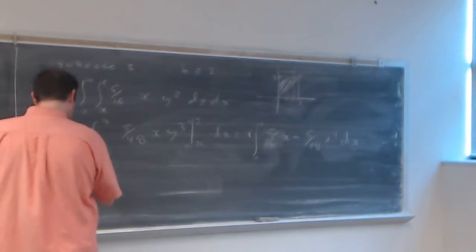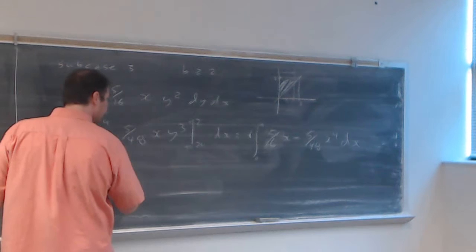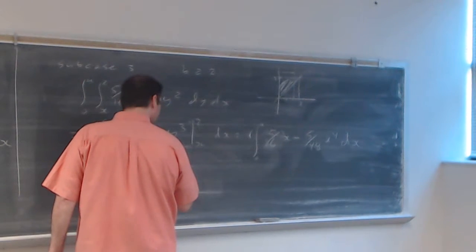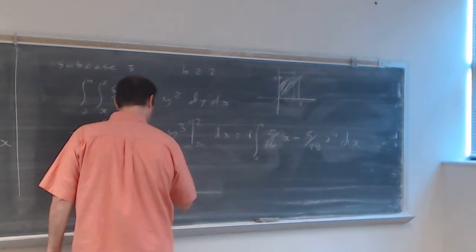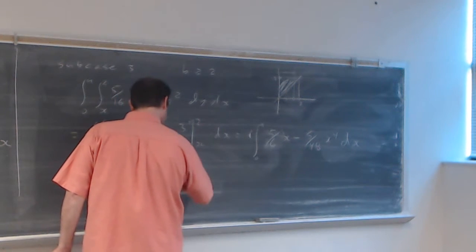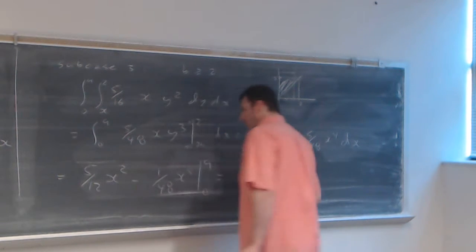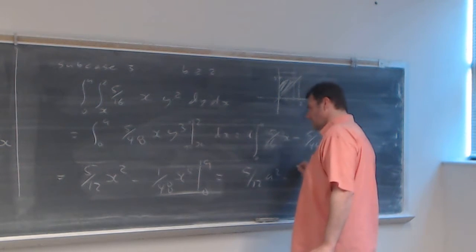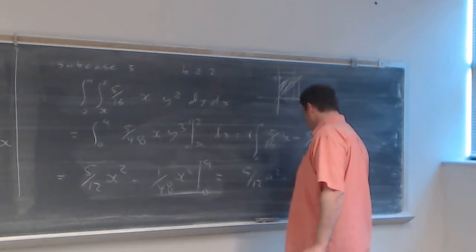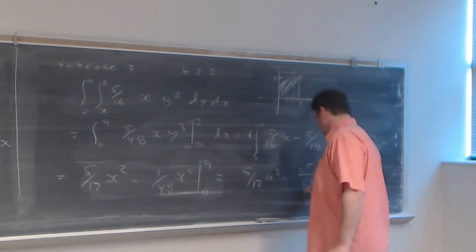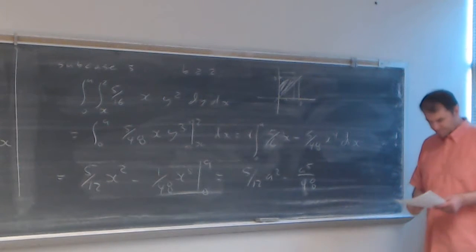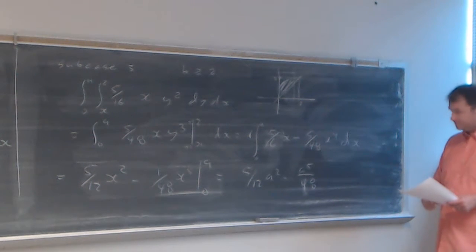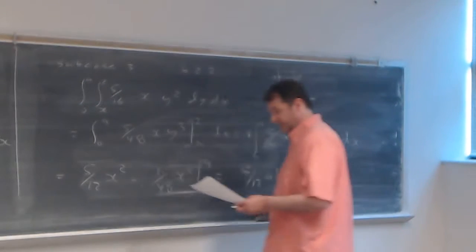That's equal to, this will be 5 over 12 x squared minus, here it would be 5 over 48 times x to the 5th over 5, so it's 1 over 48, x to the 5th. I need to evaluate that from 0 to a. And when I do, we get 5 over 12 a squared minus a to the 5th over 48. That's what we get. Okay. So that takes care of that case.